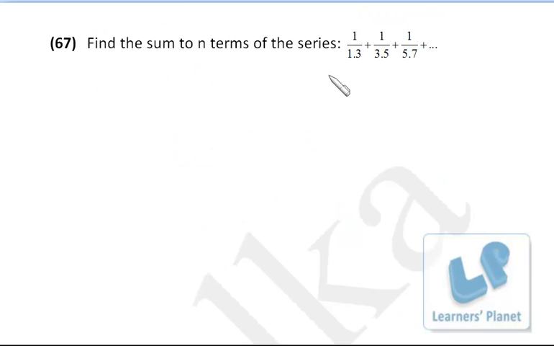Now we see this problem. We have to find the sum to n terms of the series 1/(1×3) + 1/(3×5) and so on. The first thing we have to do is find the nth term. So here, for 1, 3, 5, the nth term will be 2n minus 1, and for 3, 5, 7, the nth term will be 2n plus 1. So this is a special pattern of question. Now how do we solve this?